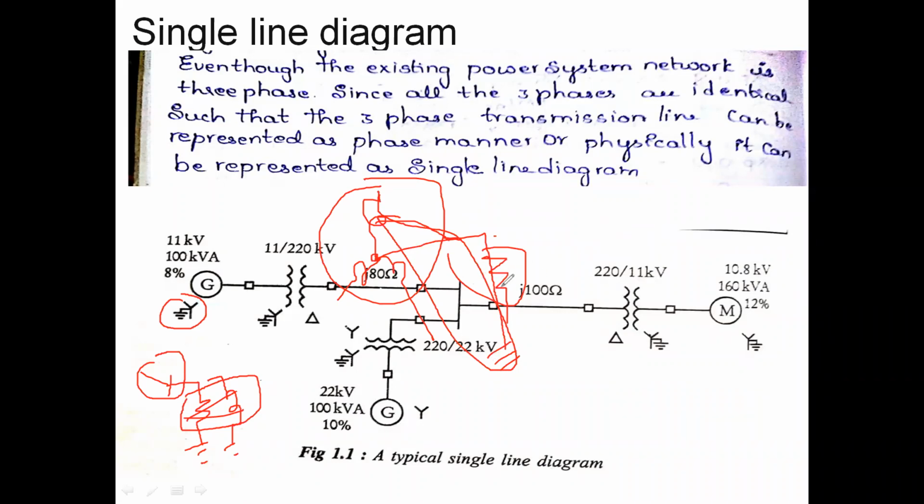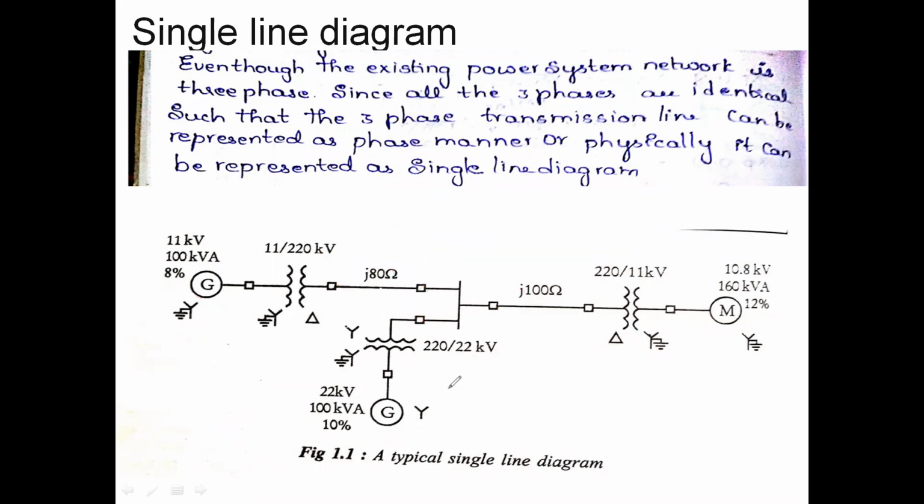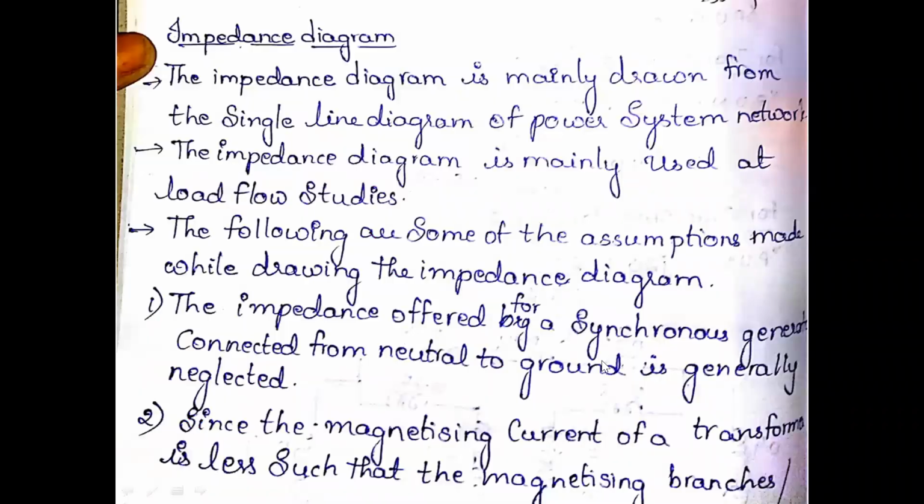In order to overcome this, we place this resistance. The first assumption is that those impedances are neglected. That means if there is any impedance in a synchronous generator from neutral to ground, we are going to neglect that impedance.